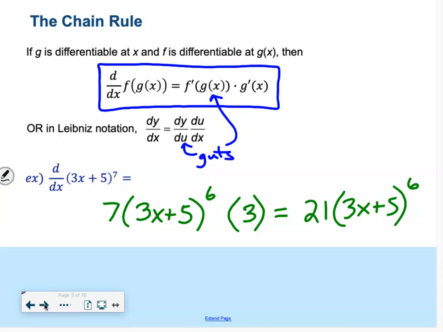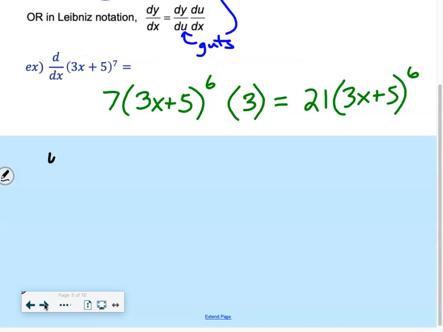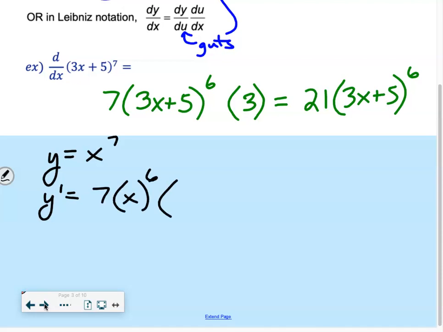Now, just so you know, you are actually doing chain rule with every single derivative you take. So for example, if I had y equals just x to the 7th, well, my y prime would be 7 times my guts to the 6th times the derivative of the guts, but the derivative is just 1, which is why when the guts are just an x, we really don't think of it as chain rule because the derivative is just 1, but it's still chain rule. You're multiplying by the derivative of the guts, and the derivative is just 1.